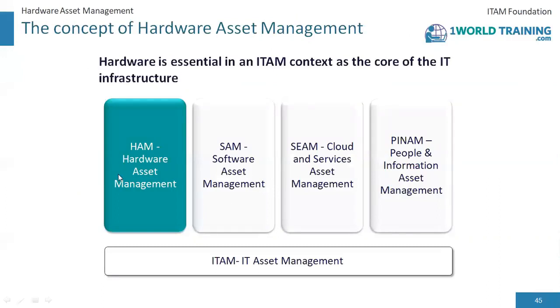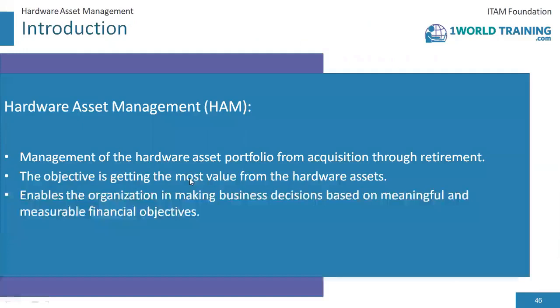So if you recollect, there are 4 different areas of IT asset management, right? HAM, SAM, CM, and then PM or SCAM and PM. So let's look at hardware asset management. Hardware asset management is the management of hardware assets from acquisition through retirement. The objective is getting the most value from the hardware assets. It enables the organization to make business decisions based on meaningful and measurable financial objectives.